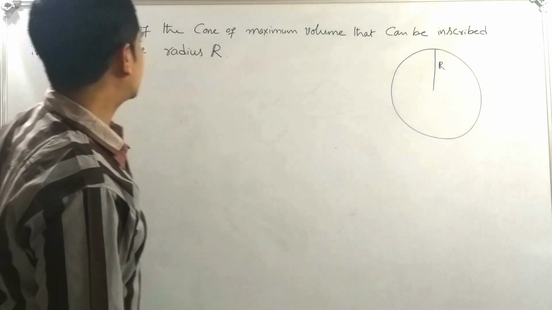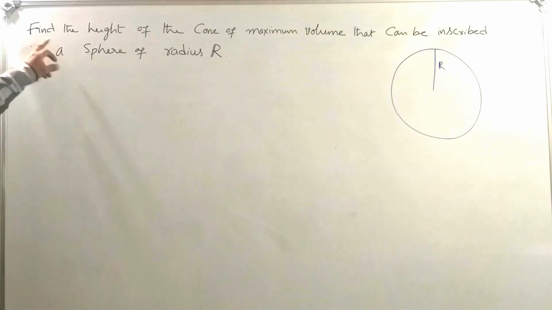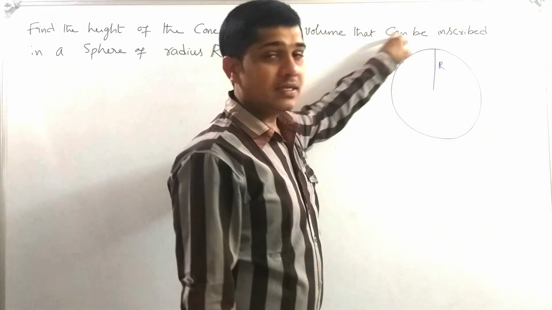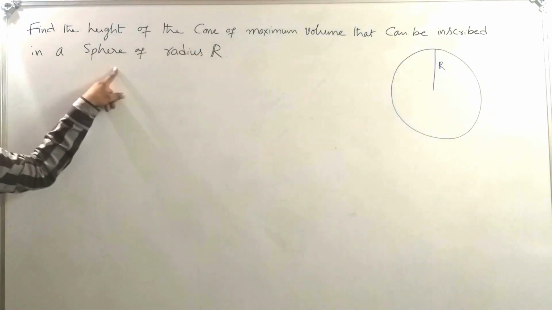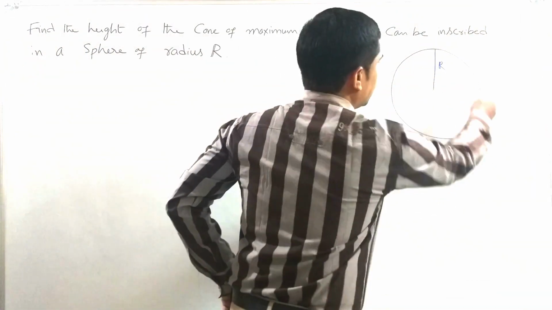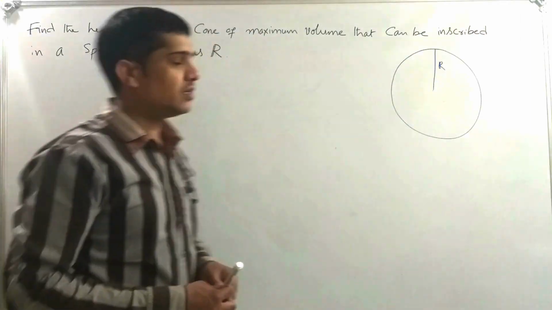Today we are going to discuss another problem, that is: find the height of the cone of maximum volume that can be inscribed in a sphere of radius R. See, I have considered a sphere of radius R.